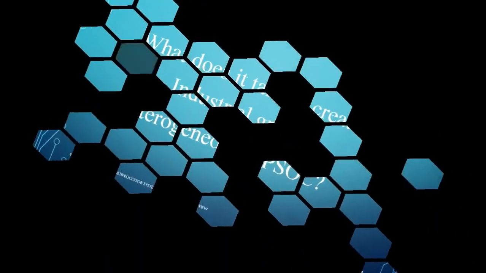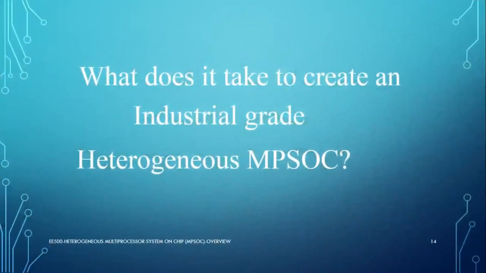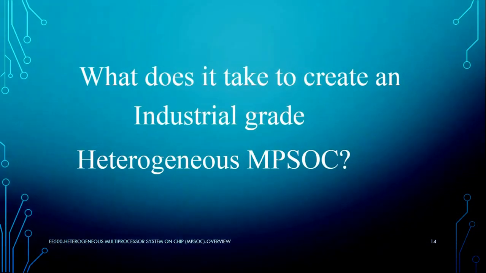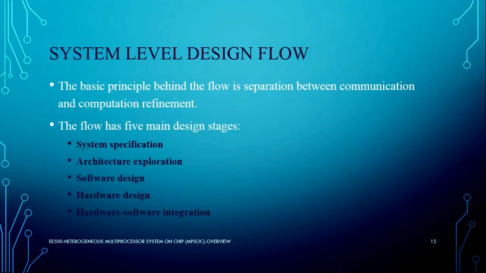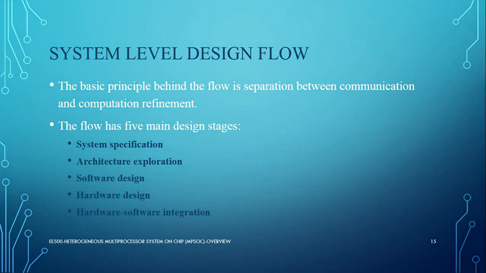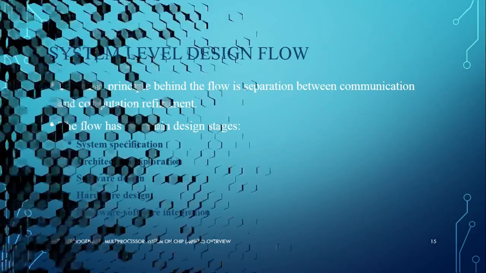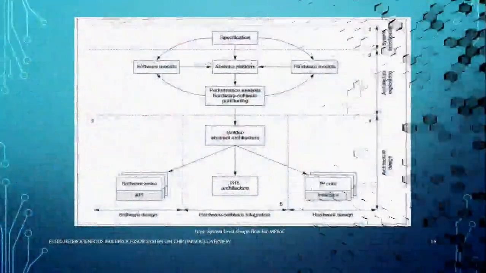Let's further move into what it takes to create an industrial grade heterogeneous MPSOC, or what is the design flow to create a heterogeneous MPSOC. There are 5 main design stages. First is the system specification, second is the architectural exploration, third is the software design, fourth is the hardware design, and fifth is the integration of hardware and software. Let's have a closer look by looking at this diagram.